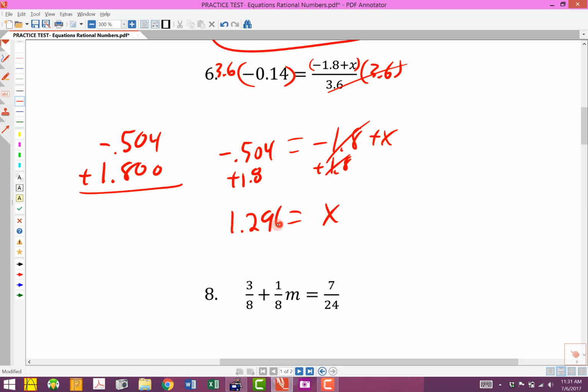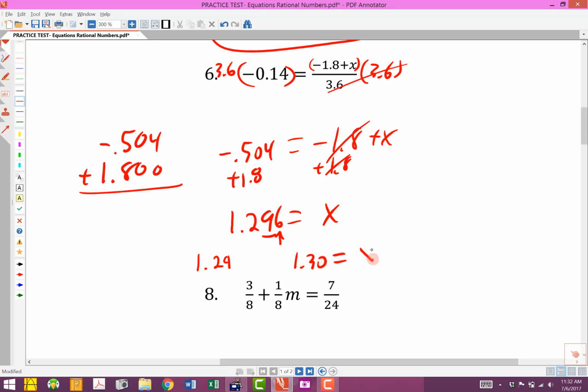1.296. And this is a great problem to illustrate some rounding here. We're rounding to this place right here. So this is either going to stay a 9 or it's going to bump up and become a 10. So really the question is, is it 1.29 or 1.30? If this is a 5 or more, we're going to bump that up. It's a 6, so we are going to bump that up.